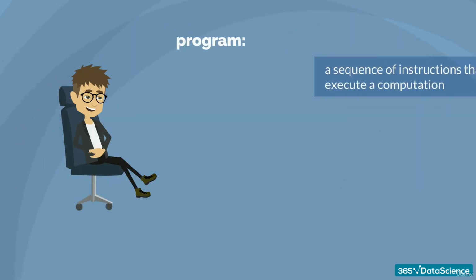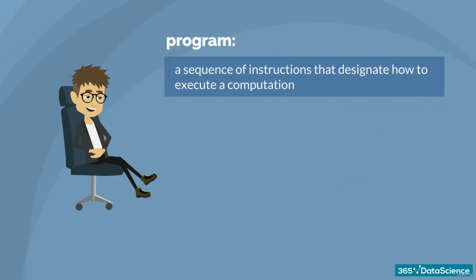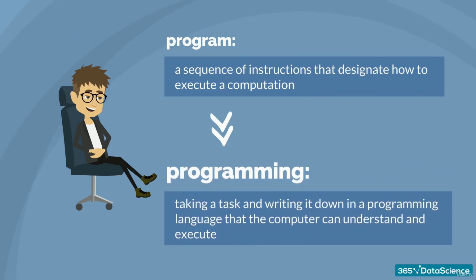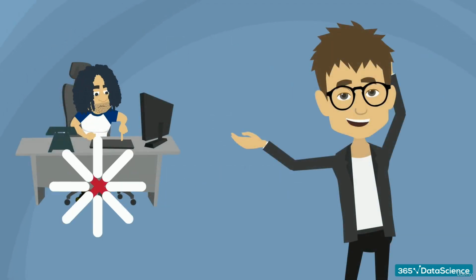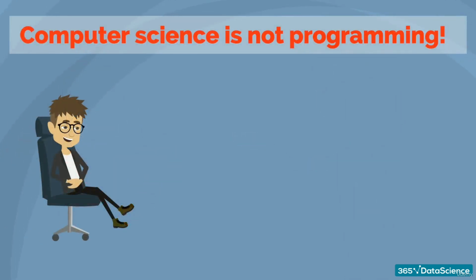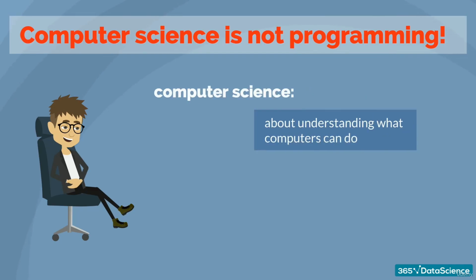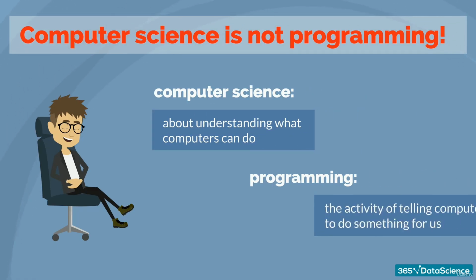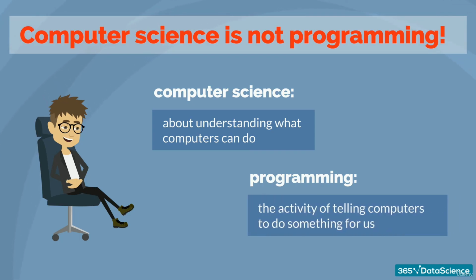A program is a sequence of instructions that designate how to execute a computation. Therefore, the formal definition of programming is the following: taking a task and writing it down in a programming language that the computer can understand and execute. You need not be a geek or computer scientist to program. Actually, the subject of computer science is not the study of programming. These are different things, and this can confuse beginners. Computer science is about understanding what computers can do. Programming, instead, is the activity of telling computers to do something for us.